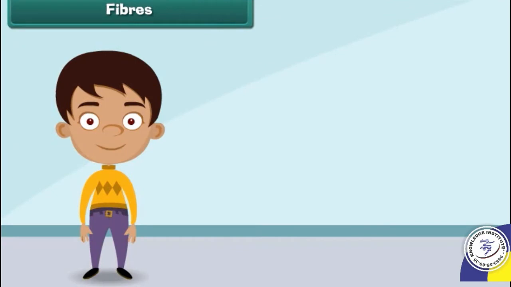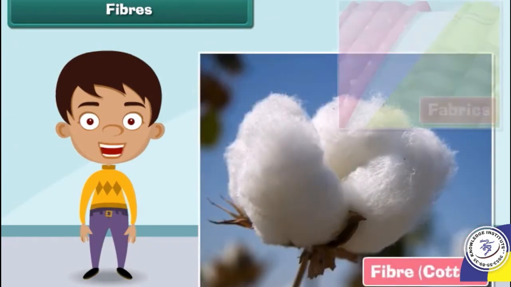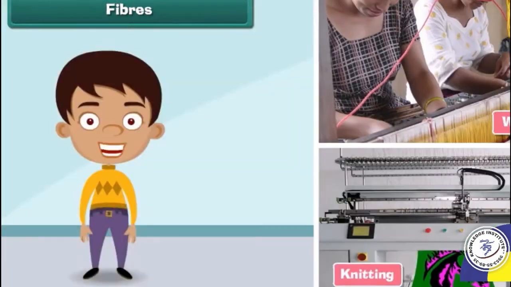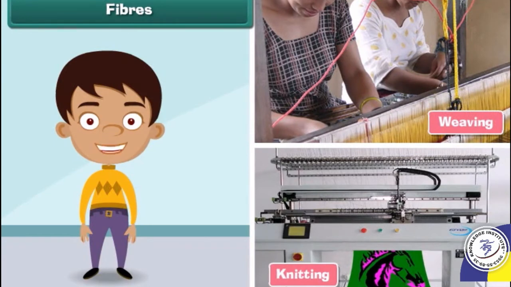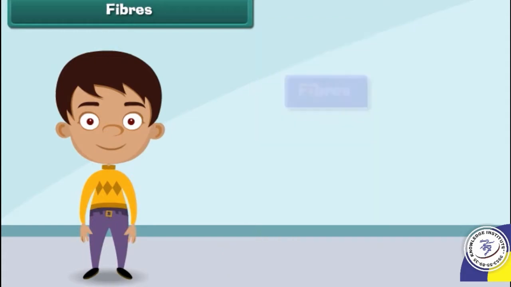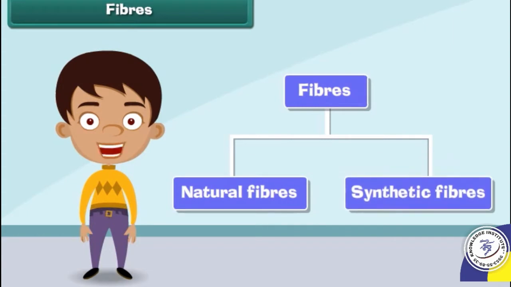Fibers. Fiber is the raw material used in manufacturing clothes. Fibers are transformed into clothes through a series of steps. First, raw fibers are twisted together to form long strands of threads known as yarns. The yarns are then woven and knitted to form fabrics. Finally, fabrics are used to make clothes of different sizes and shapes to suit the needs of the people. Fibers are of 2 types: natural fibers and synthetic fibers.